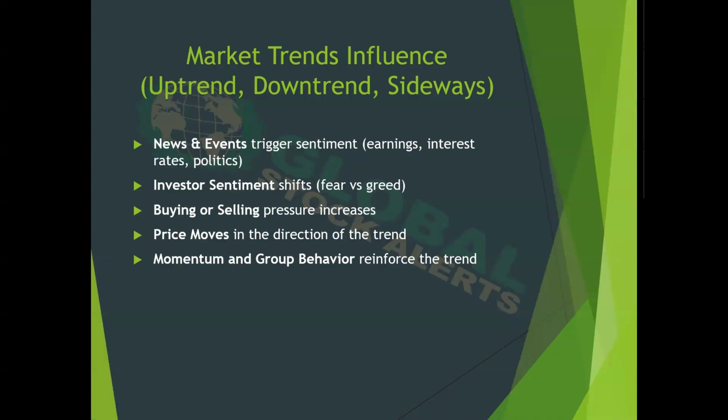Remember, when people are greedy, people are buying. So that means the buying pressure increases because more people are buying. And when more people buy a stock, so Apple sales were good, that means more people bought Apple stock. That means the demand for Apple stock increased. So therefore, the price of Apple stock went up. So the price moved in the direction of the trend, okay?